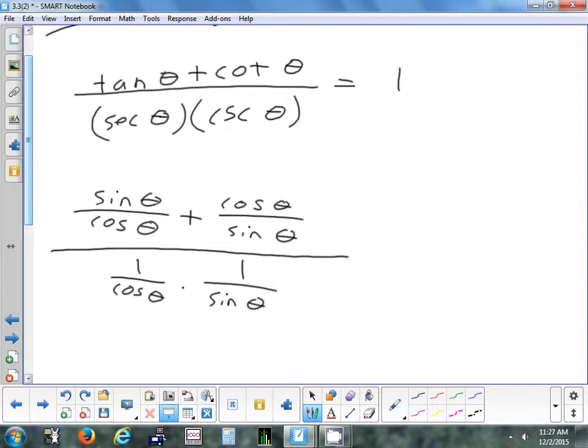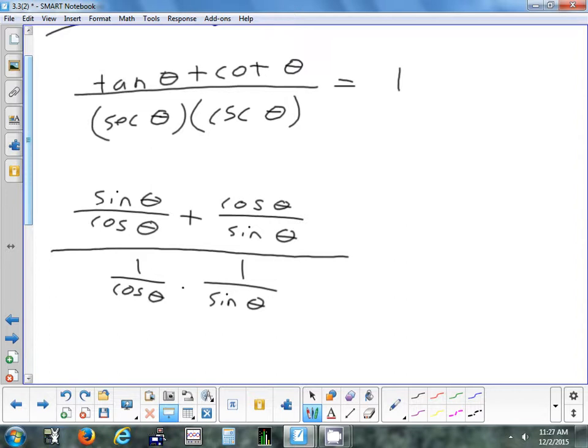Wouldn't the top equal one though? No. If you've got a plus sign involved, that messes up your canceling. You can't cancel across the plus sign. So nothing cancels out, and there's not much we can do in the bottom.